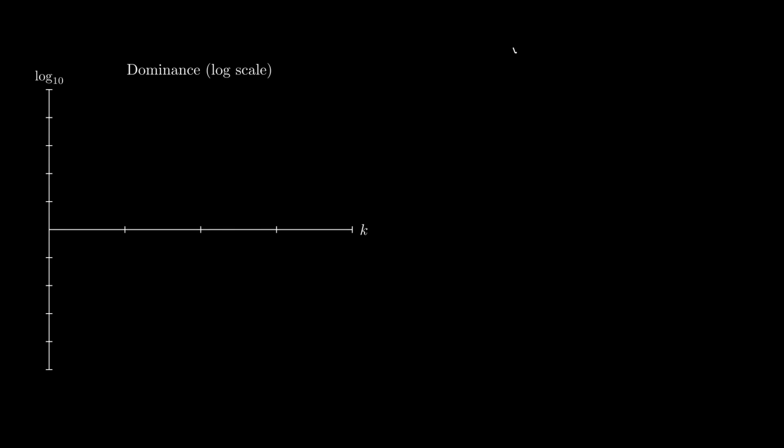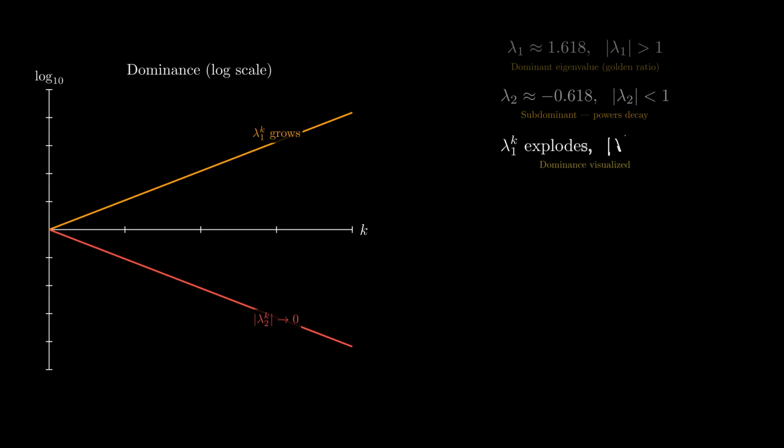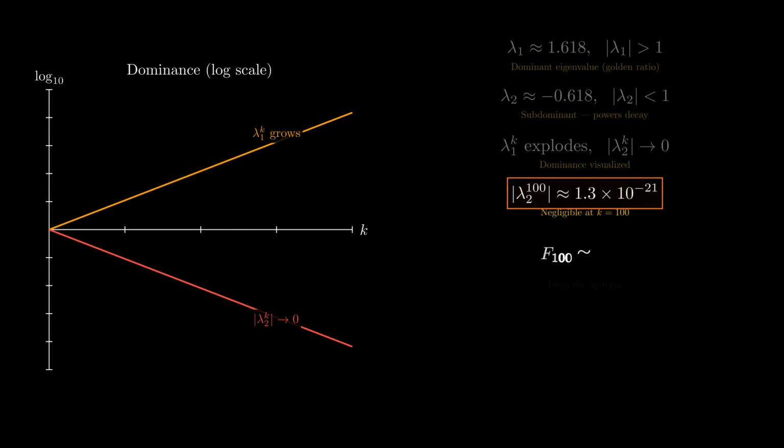Here's where dominance shines. Lambda 1 is about 1.618, bigger than 1 in absolute value, so its powers explode. Lambda 2 is about negative 0.618. Its absolute value is less than 1, so its powers die off. In fact, lambda 2 raised to the 100th power is on the order of 10 to the negative 21st, utterly negligible compared to lambda 1 to the 100th.